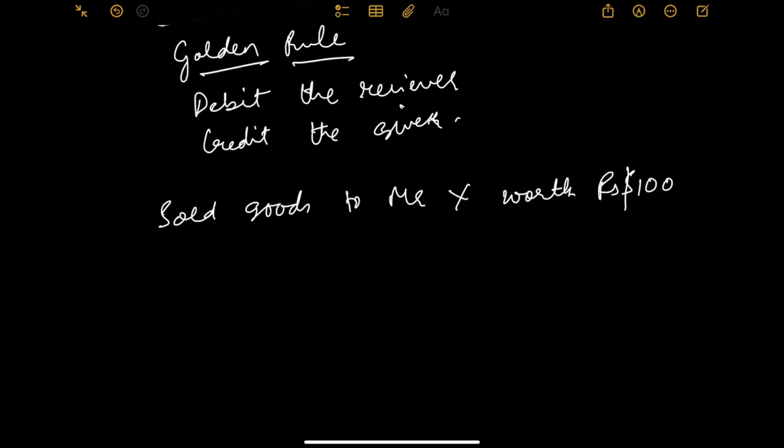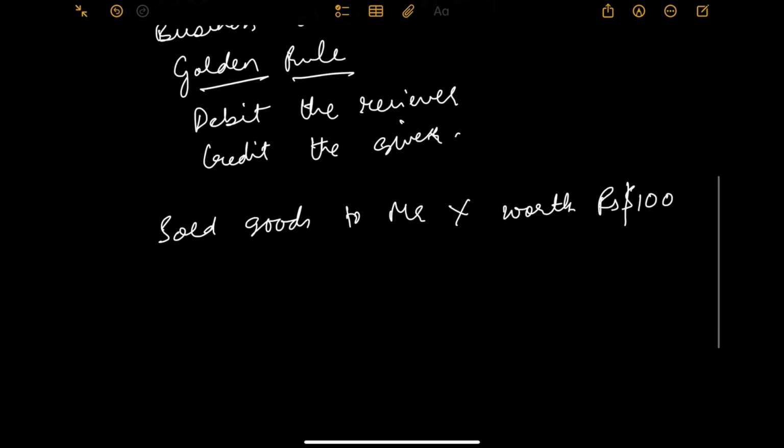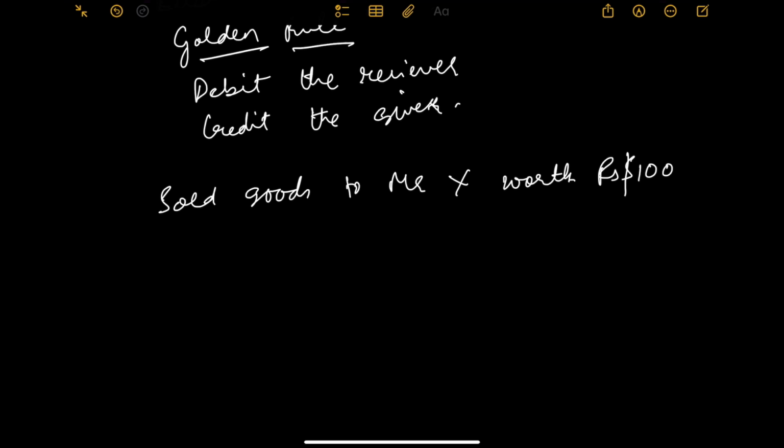So which of my accounts will get debited and credited? Here Mr. X is the receiver of the goods. Mr. X is a personal entity, so it's a personal account. There are two accounts that are getting affected. One is Mr. X, that is a personal account, and we are crediting sales because goods are going out. The sale transaction pertains to real account, which we'll be discussing later. So for now, Mr. X is the receiver of the goods. So we are debiting Mr. X by $100 and crediting our sales account by 100, and this completes the financial transaction.